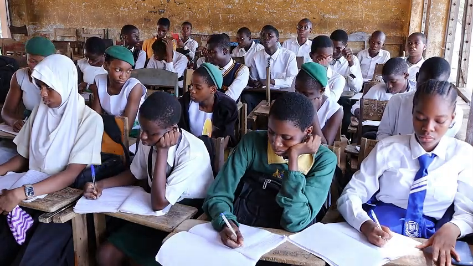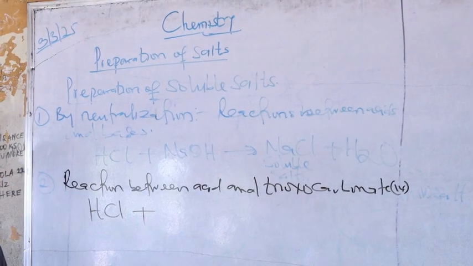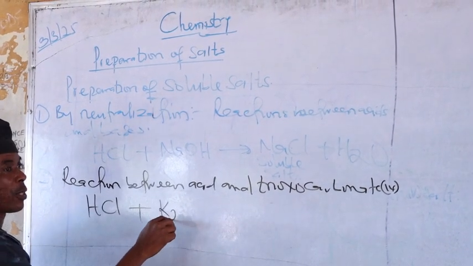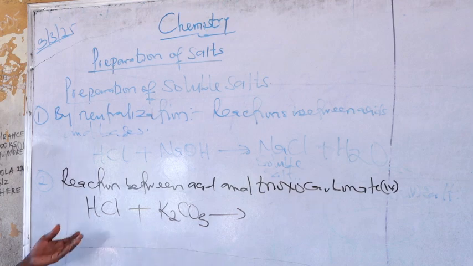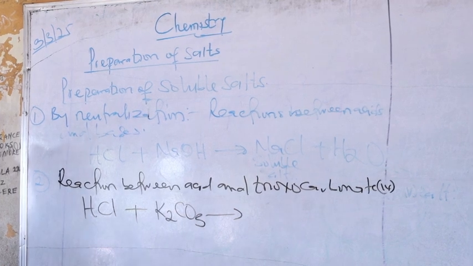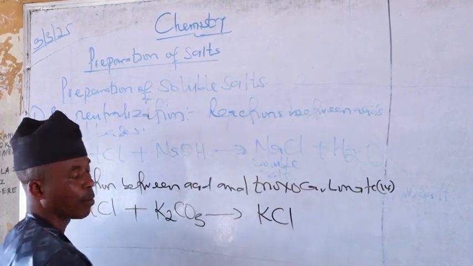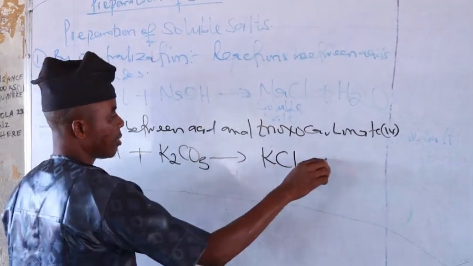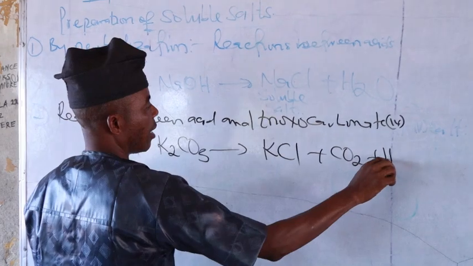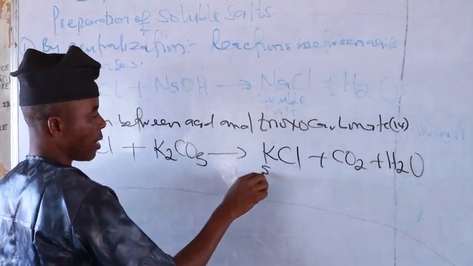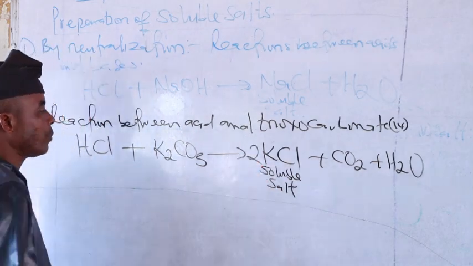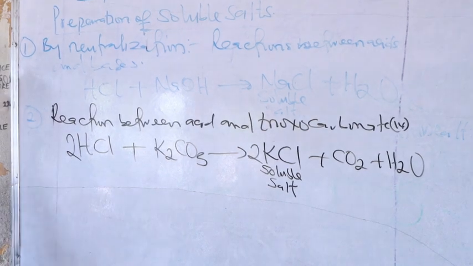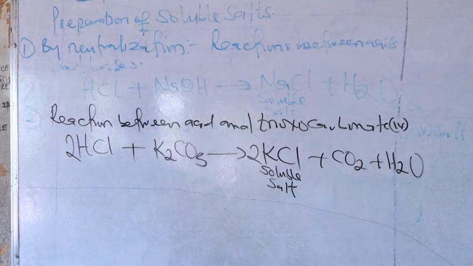Take the example of hydrochloric acid reacting with potassium trioxocarbonate IV. When HCl reacts with potassium trioxocarbonate IV, the salt formed is a soluble salt, potassium chloride, alongside carbon dioxide and water. What we have here is an example of a soluble salt. That's another method of preparing a soluble salt.